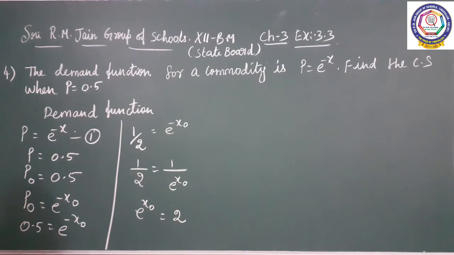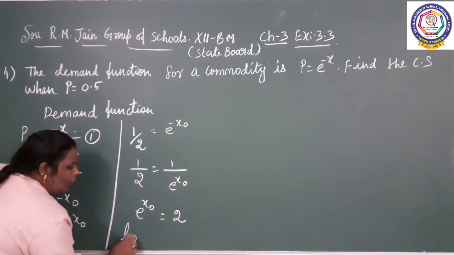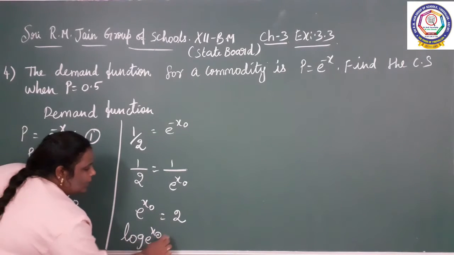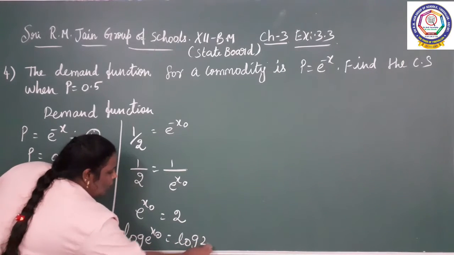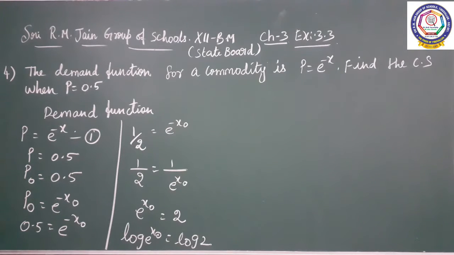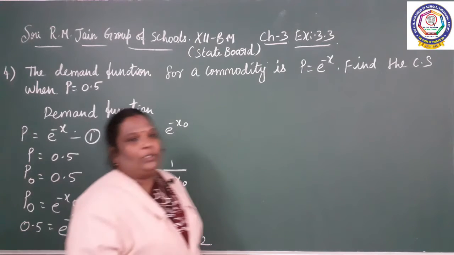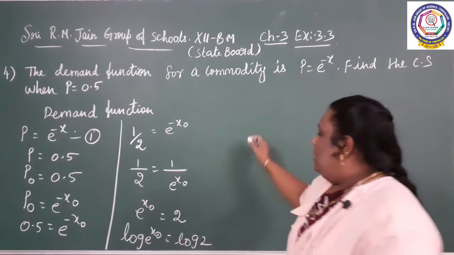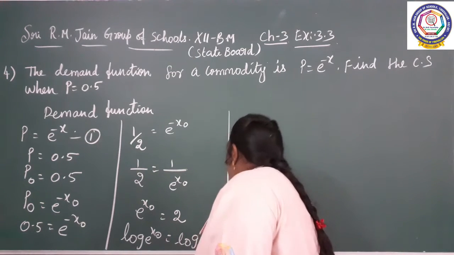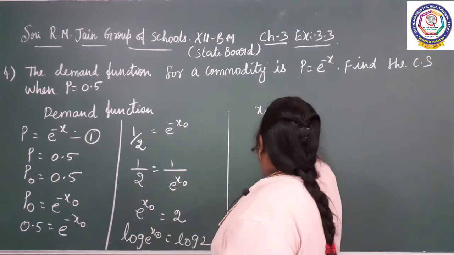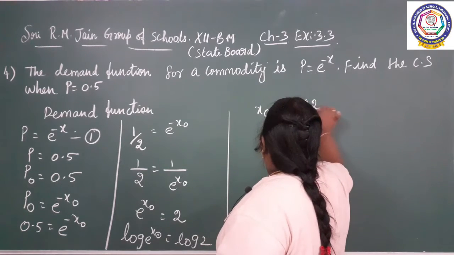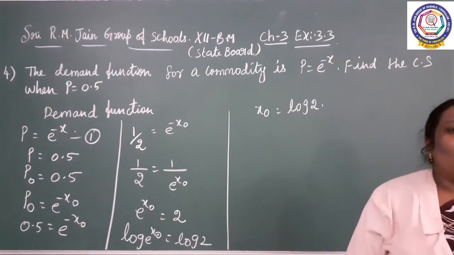Taking log on both sides, log of e power x naught equal to log 2. So the log and e get cancelled. What is the value of x naught? Log e value is 1. So x naught equal to log 2. What is the value of x naught? X naught equal to log 2.